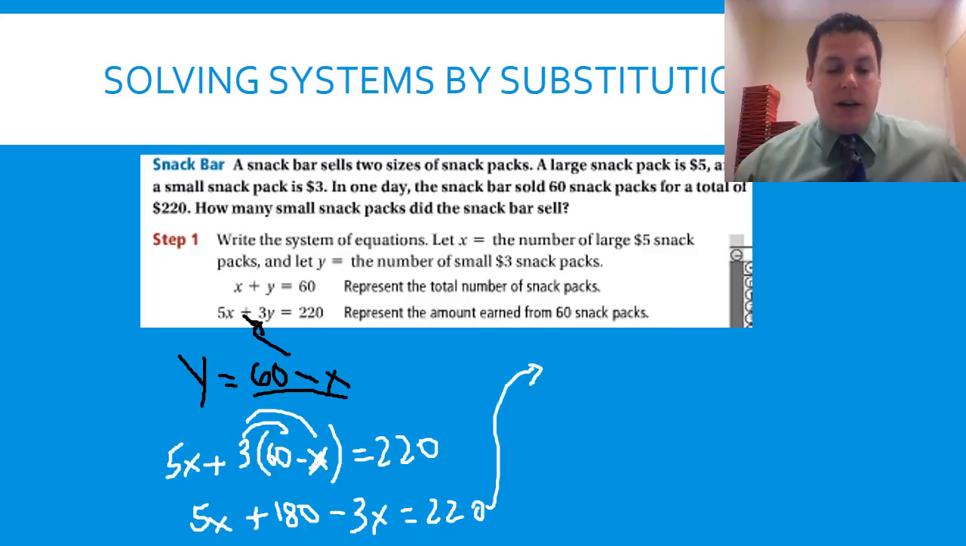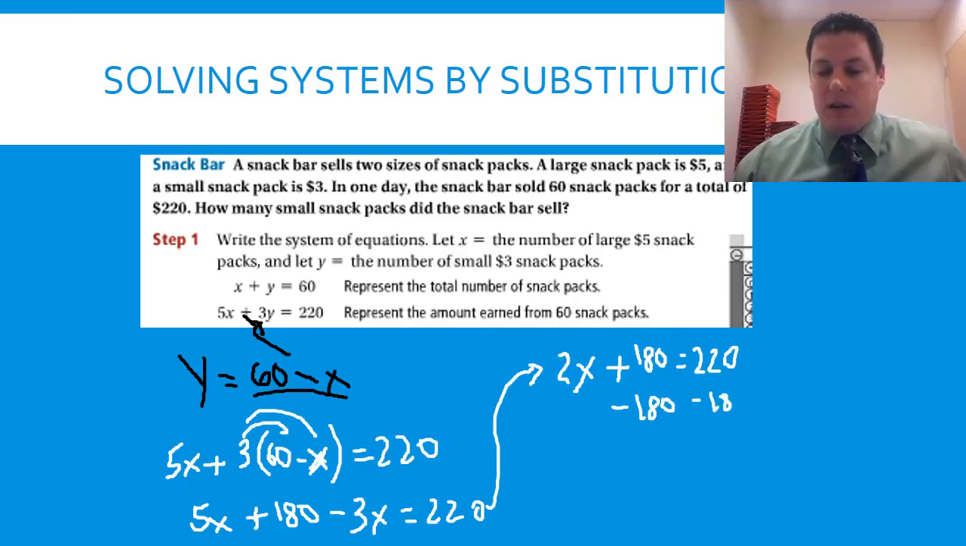Continue up here, 5x minus 3x just gives me 2x, plus 180 equals 220. If I subtract 180 from both sides, I get 2x equals 40, x equals 20. So I've sold 20 large packets.